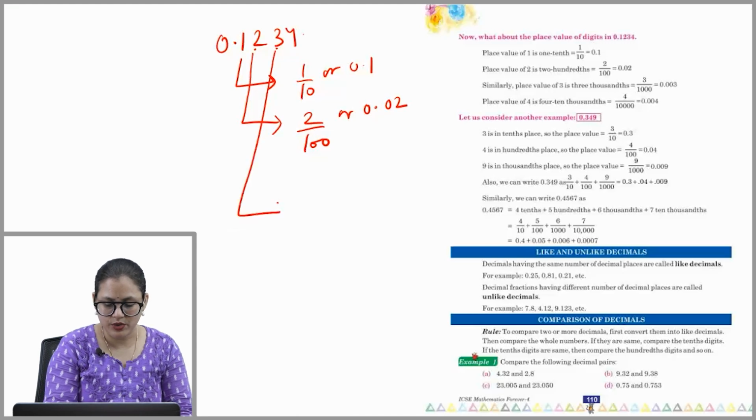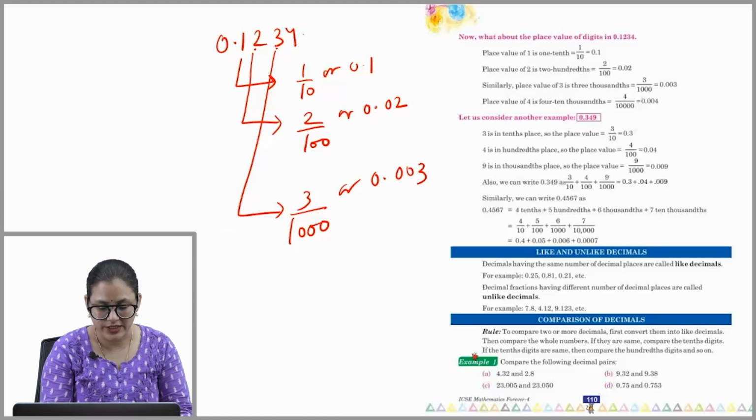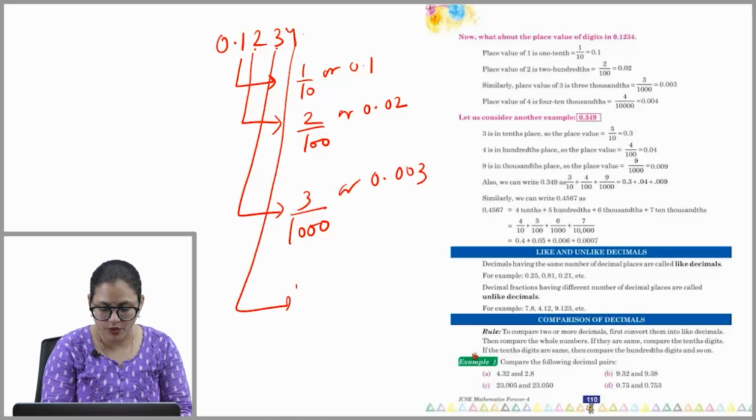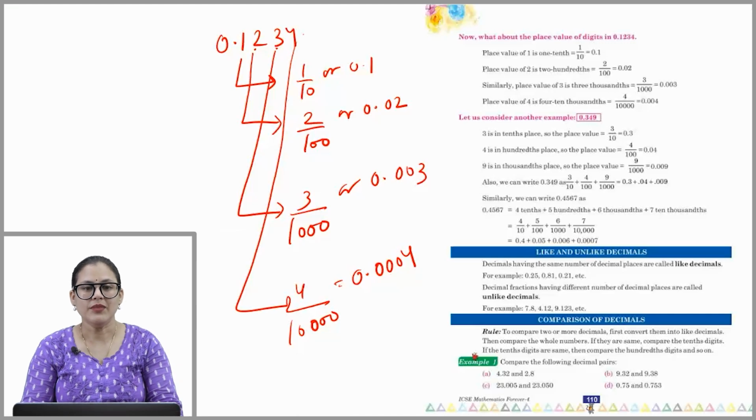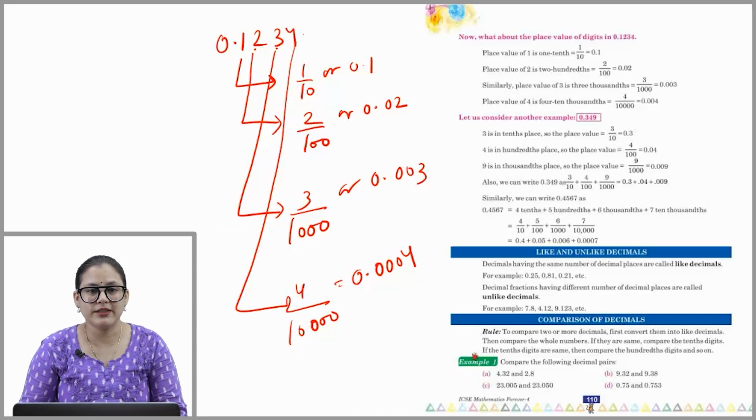Okay, then place value of 3 is what? 3/1000 or 0.003, and place value of 4 is 4/10,000 or 0.0004. Okay. Now let us consider another example.